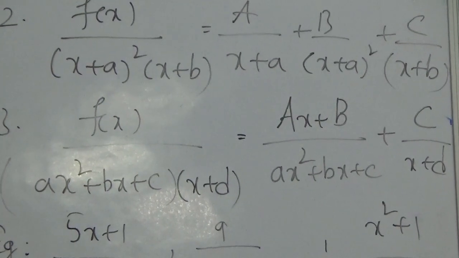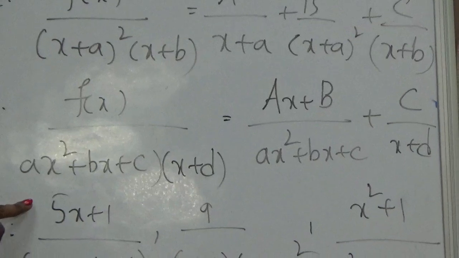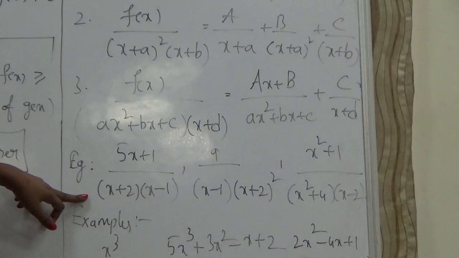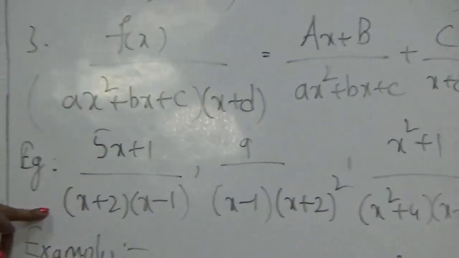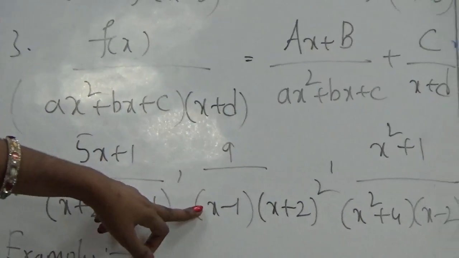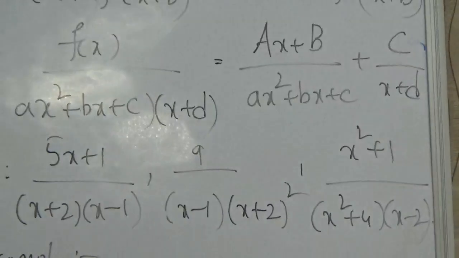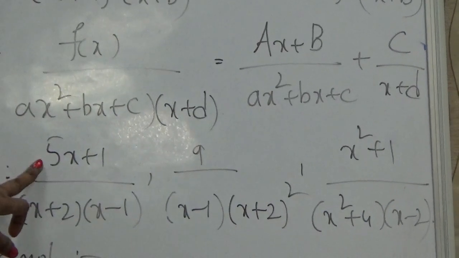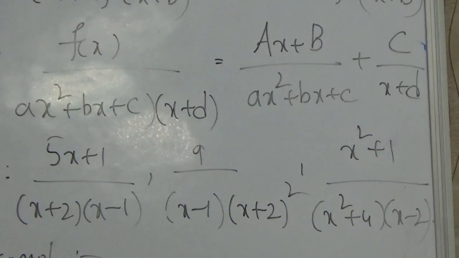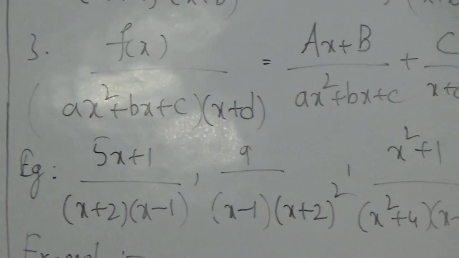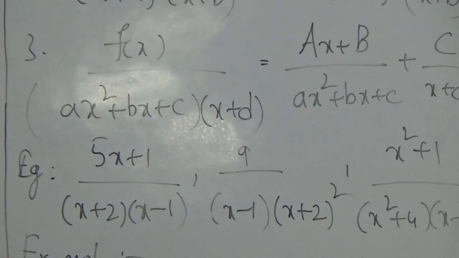Next, the examples are below. That means 5x plus 1 by x plus 2 into x minus 1, and 9 by x minus 1 into x plus 2 whole square, and x square by x square plus 4 by x minus 2. We can take one example, the first example, 5x plus 1 by x plus 2 into x minus 1.